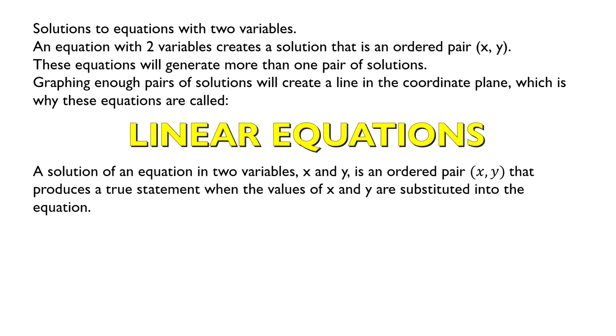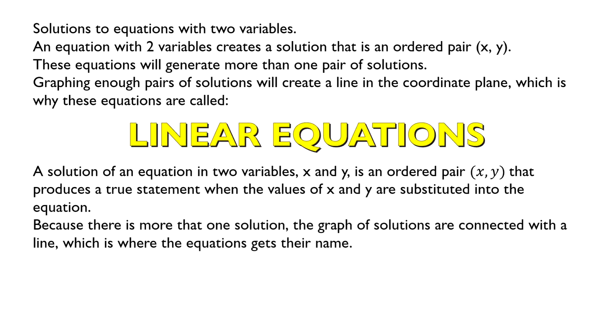So, the solution of an equation in two variables, x and y, is an ordered pair. So we're always going to have an x and y coordinate. Those x and y coordinates are going to produce a true statement when the values of x and y are substituted into our equation. You're going to be given an equation and asked sometimes, is this a possible solution? All you're going to do is plug those values in for x and y and see if the two sides are equal. And because there is more than one solution, the graph of the solutions is connected with a line, which is how they become linear equations.